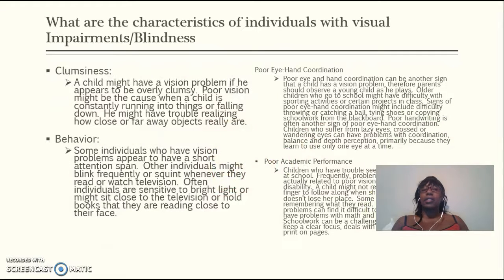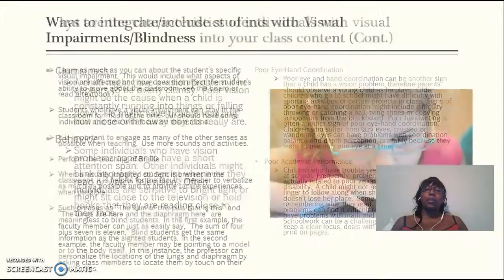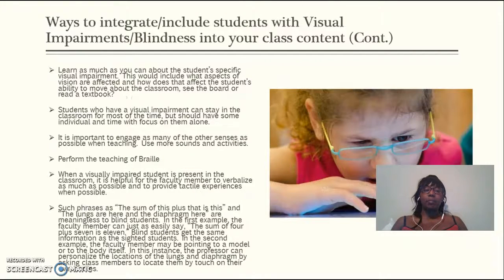So characteristics could be poor eye-hand coordination, poor academic performance. We have clumsiness if you're starting to fall and trip over everything, and behavior. Those are some characteristics of individuals with visual impairment or blindness. So, ways we can integrate this in the classroom.